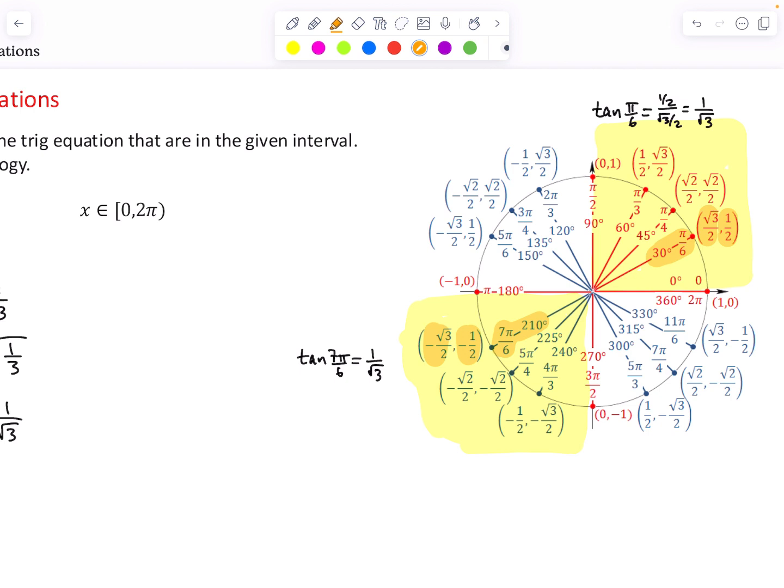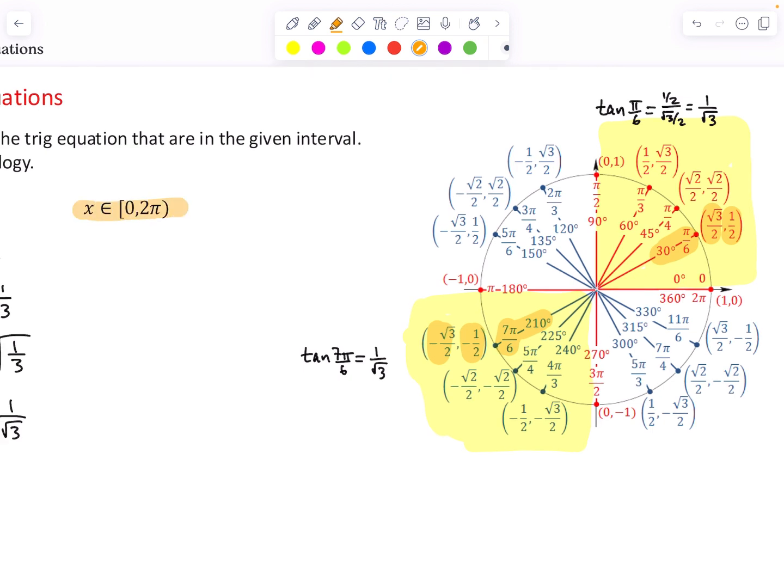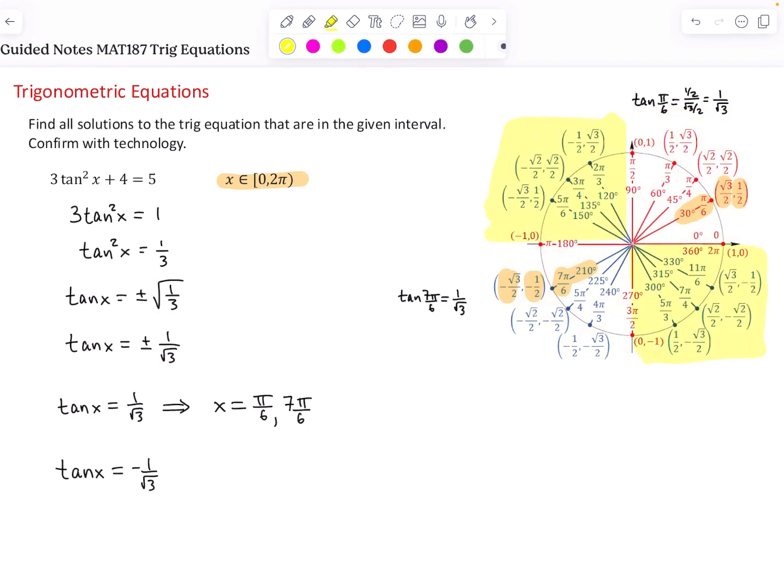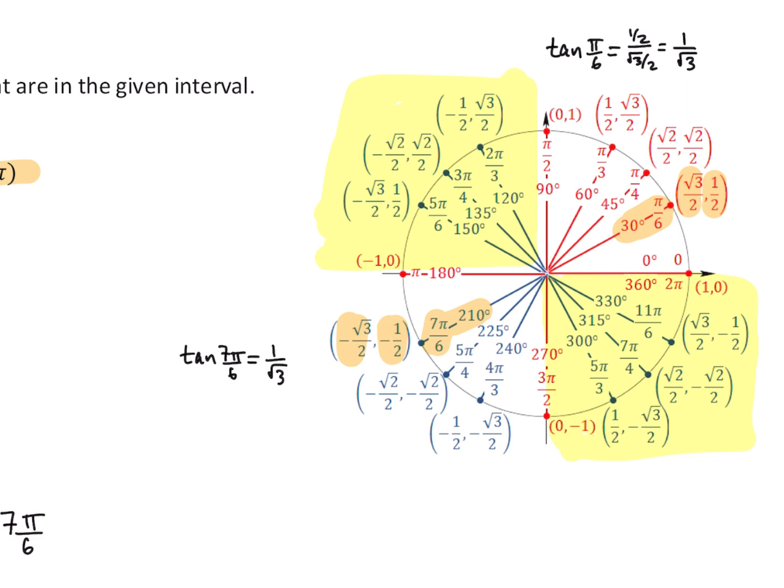Also note that these two angles are in this interval from 0 to 2 pi, so I don't need to find coterminal versions of them. So these are the two angles and the only two angles between 0 and 2 pi where the tangent is positive 1 over radical 3. But we can also have tangent of x being negative 1 over radical 3. The tangent is negative in quadrants 2 and 4.